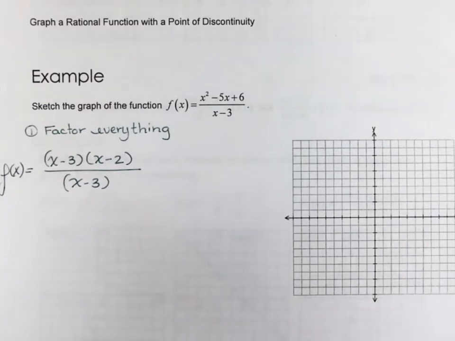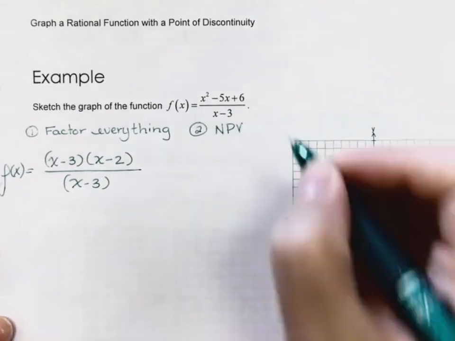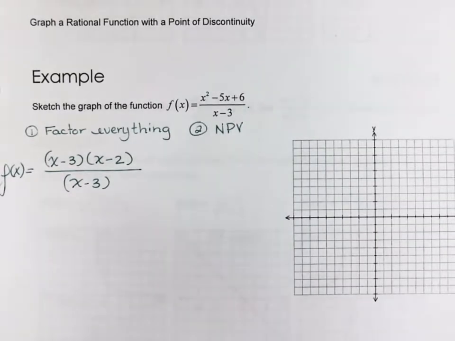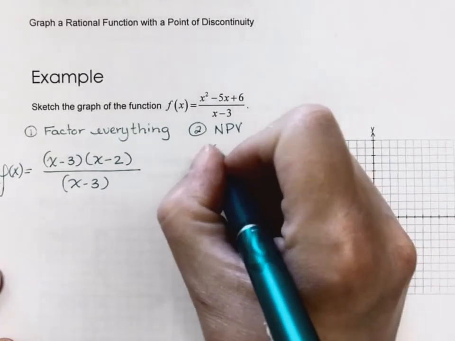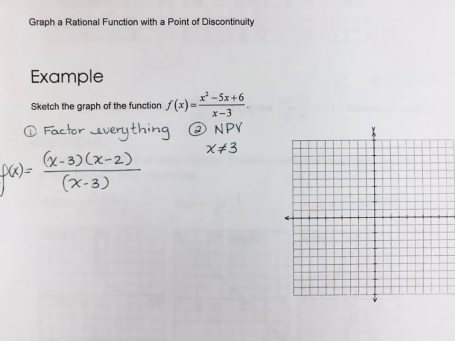All right, so looking at this, let's do our non-permissible values. Let's do step 2, non-permissible values. So this is kind of like chapter 6 from grade 11. Step 1, factor everything. Step 2, non-permissible values. What are my non-permissible values for this? X cannot equal 3. Beautiful. All right. We are going to simplify the rational equation here.